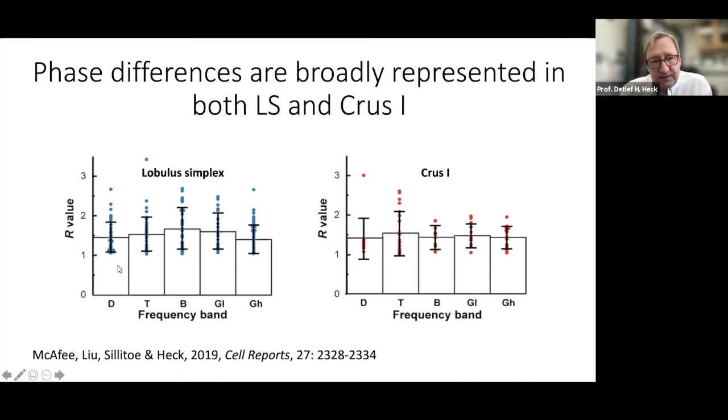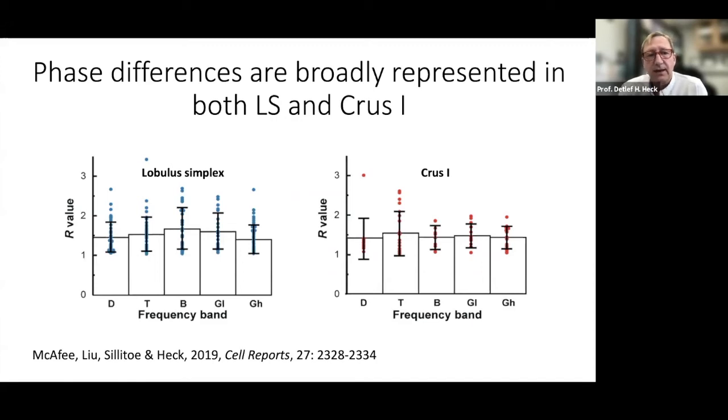To our surprise, we saw that the phase differences are equally well represented, first of all, in both structures. So both Crus 1 and lobulus simplex represent phase differences, and they're equally well represented in all frequency bands. So there's a difference between phase representation and phase difference representation. A lot more Purkinje cells actually represent phase differences, and that is broadband through all frequency bands, from delta to high gamma.